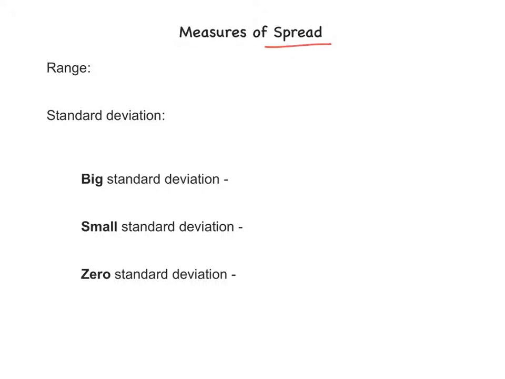So the range is the simplest measure of spread, and you might remember this one too. You find the range by taking the maximum value of the data and subtracting the minimum. So it's literally just the difference between your max and your min. So that's a pretty easy, basic way to see how spread apart the values are because you can see how far apart the most extreme values are.